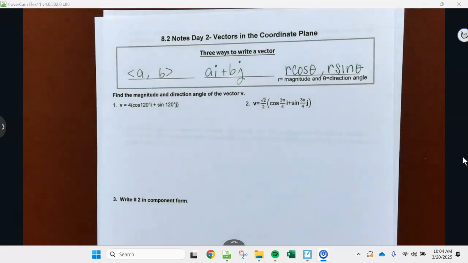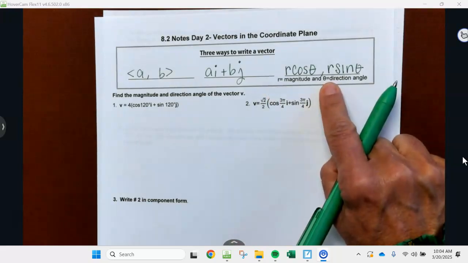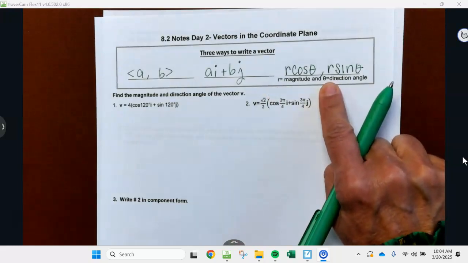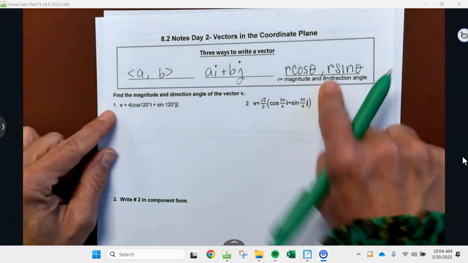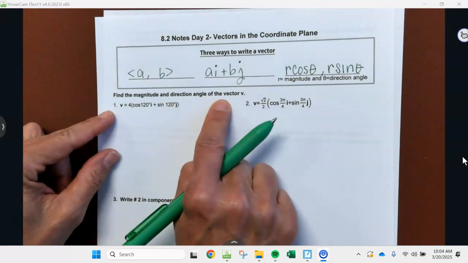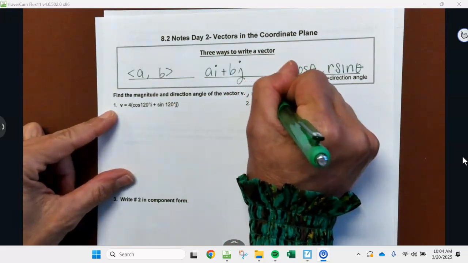So let's go ahead and explore this last one here. Remember, r stands for magnitude, theta stands for the direction angle. Remember, magnitude and direction are key critical attributes to vectors. Find the magnitude and the direction angle of vector v. We're also going to write in component form.